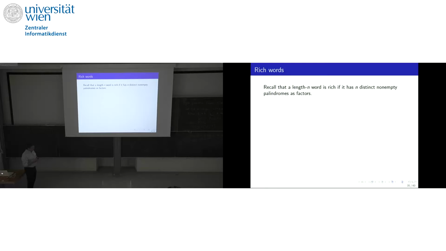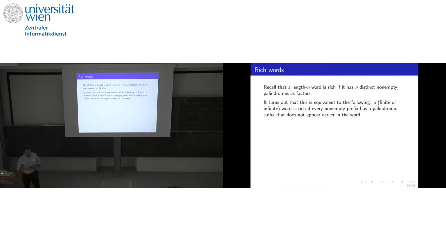Okay, so now let's go back to rich words. For rich words, remember the definition, it means it has the maximum possible number of non-empty palindromes as factors. And so once again, is it clear that this is something that's decidable, expressible using a first-order formula? And the answer is yes. It turns out to be equivalent to the fact that every non-empty prefix has a palindromic suffix that didn't appear earlier in the word. And so that's a first-order property. So given a candidate word, we can verify that it's rich.